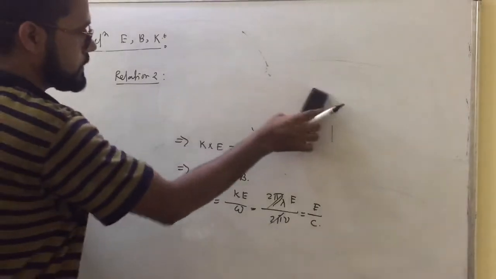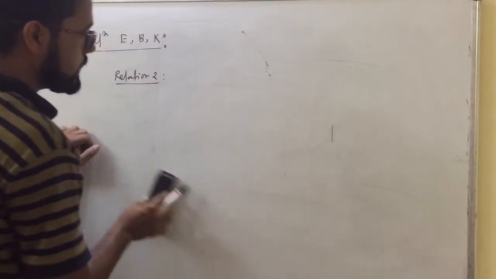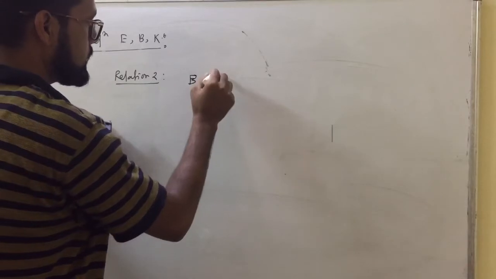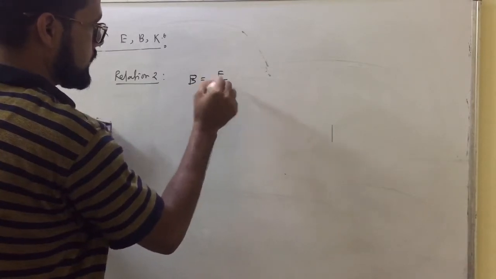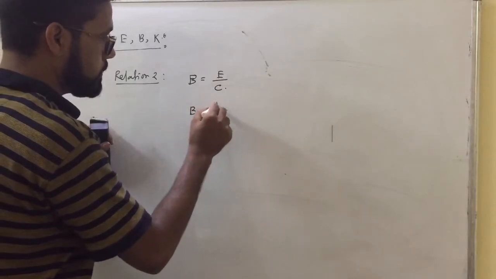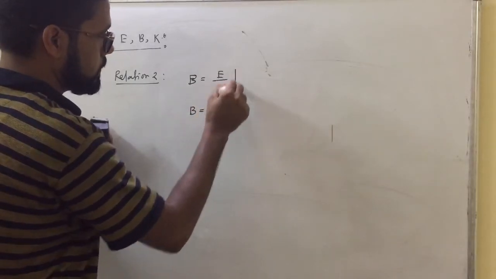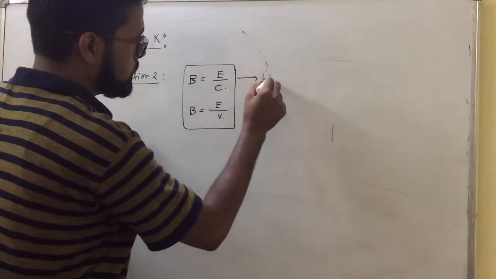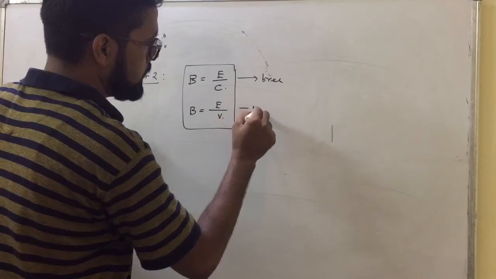So in free space, the relation I am getting for the magnetic field B is written as this. This is the relation in free space. But in a medium, we have to replace C by V, where V is the velocity in the medium. This is the relation in free space, and this is in a particular medium.